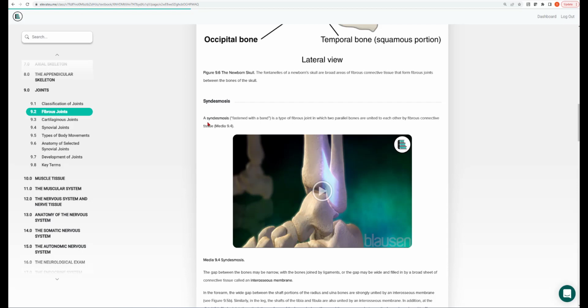Another example is a syndesmosis. This is basically a connector at the end of the bone. So here we're looking at the tibia and the fibula. We're looking at an ankle area. And the tibia comes down and sits on the talus. On either side of the talus, there are two projections. On the tibia, you have the medial malleolus. On the fibula, you have the lateral malleolus.